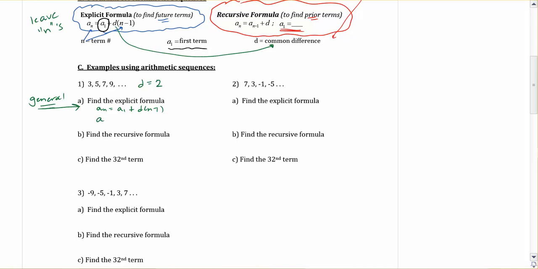So I'm going to leave a sub n. A1 is my first term. So if I go back and look, my first term was 3. My common difference we said was 2. And that's basically your explicit formula.